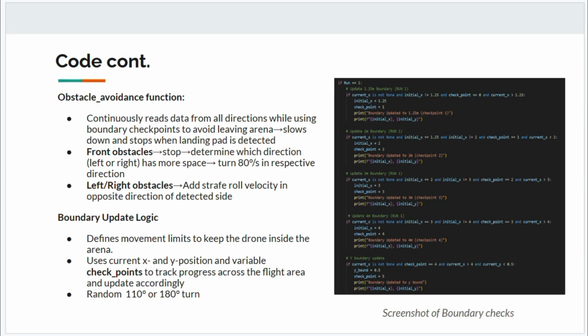Now, finally, in order to minimize the search area, we use a series of boundaries, or simply checkpoints, to update and limit the search area for the drone. The logic works by monitoring the current X and Y position of the drone and then updating the initial position every time it exceeds a certain distance, such as 2 meters, 3 meters, 4 meters, etc. If the drone tries to move past the boundary, the drone will move back at a certain velocity and then turn either 110 degrees or 180 degrees back in the opposite direction in order to avoid it.